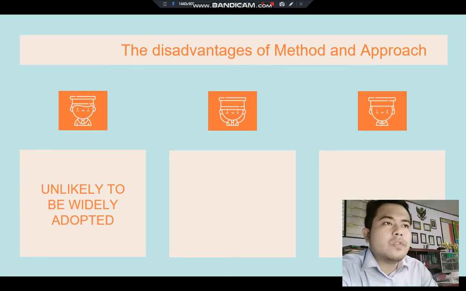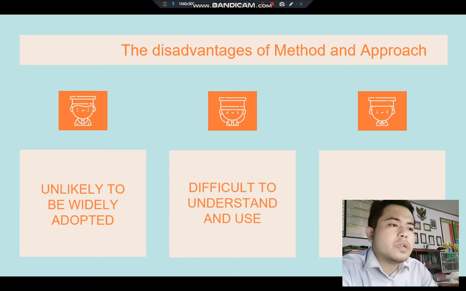But after time, the learner is not only one kind. There are several kinds of them with different study backgrounds, different cultures, different native languages. The second, difficult to understand and use. Maybe it is helpful for the teacher who understands how to use the method, but on the other hand, it is difficult for other teachers, especially new teachers who haven't mastered the method yet. And the third, lack of clear practical application.